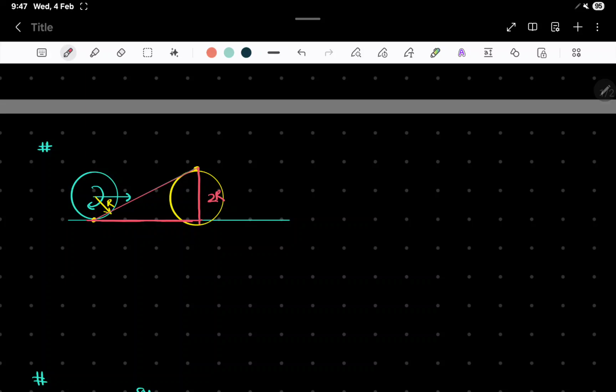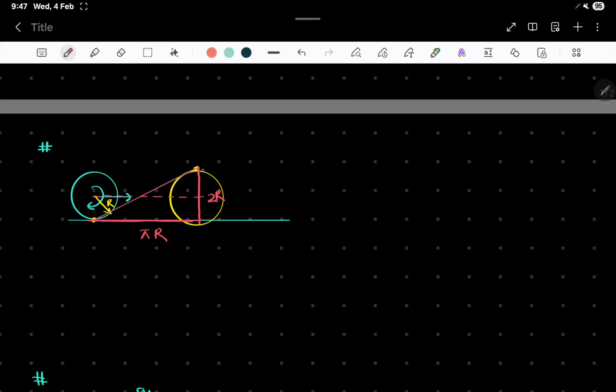And base is basically, since it is half of the rotation, I must say in full rotation its center covers 2 pi r. In full rotation its center covers 2 pi r. So in half rotation its center will cover pi r. Okay, so if the center is covering pi r, so it must be pi r.